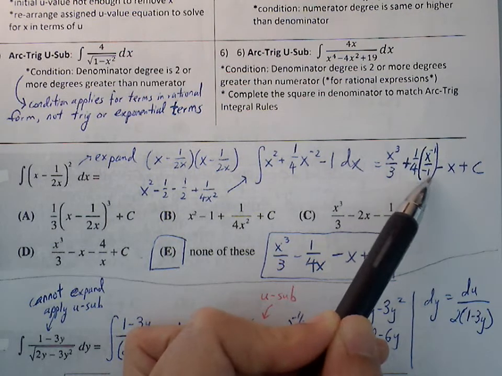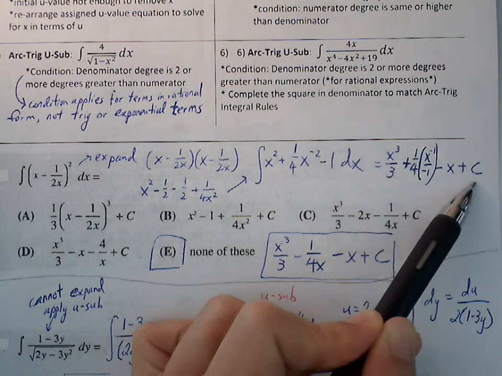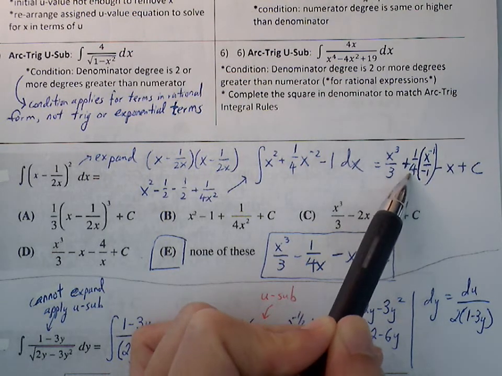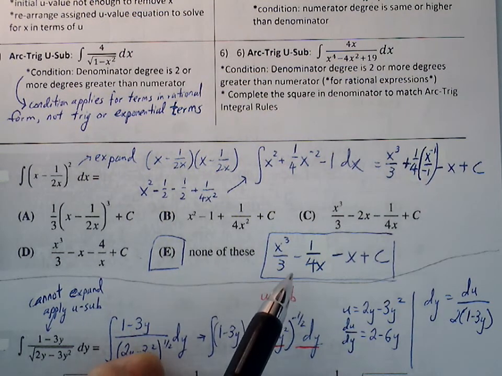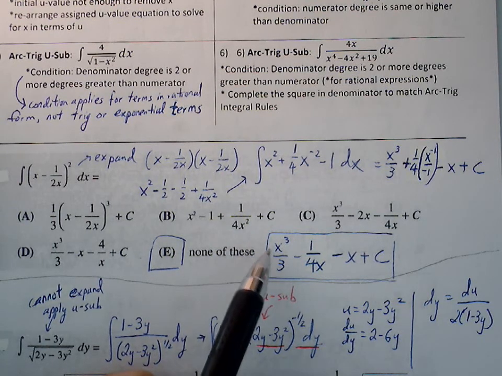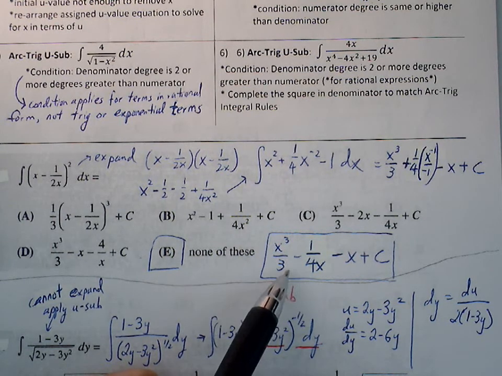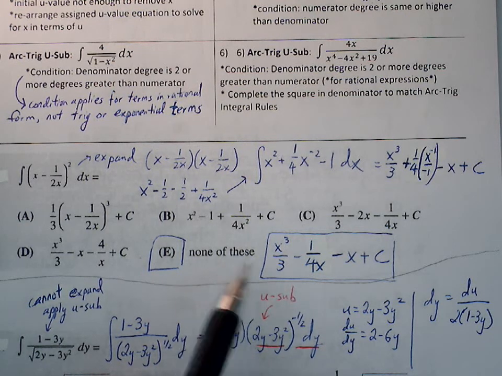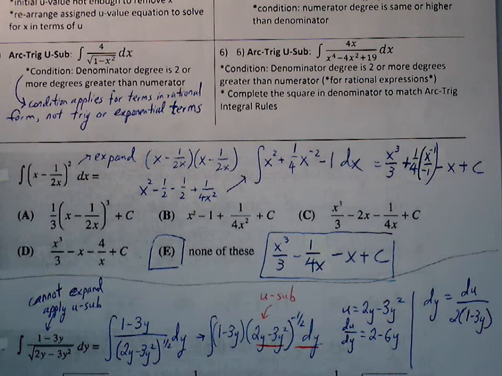We have our antiderivative. We just clean this up a little bit here. I'll move the x down to the denominator. I'll make this a negative 1/4. And my answer doesn't match any of these. So here's the correct antiderivative, but it doesn't match any of the existing answer choices. So our E is our answer.